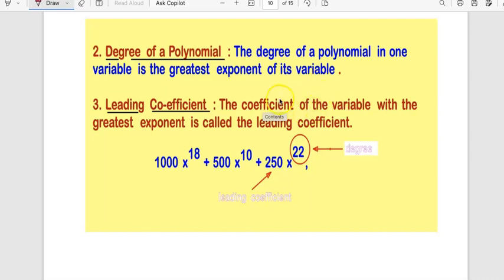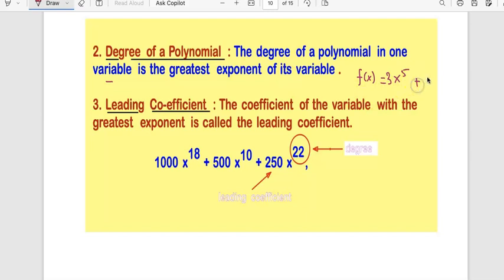Our next definition is the degree of a polynomial. It's very important because it relates to our chapter over here. The degree of a polynomial in one variable. So what does this definition mean? When I have f of x equal to something like 3x to the power 5, the degree of a polynomial in one variable is the greatest exponent of its variable.